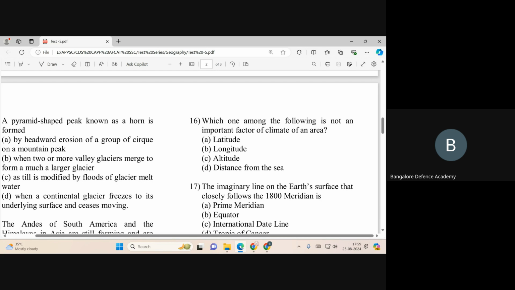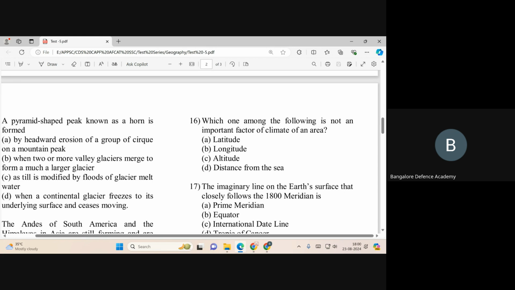Okay, next one is the distance from the sea. The places which are close to the sea will have a marine type of climate, and the places which are away from the sea have a continental type of climate. For example, take two places, Delhi and Chennai. The mean temperature and the diurnal temperature. What is diurnal temperature? I already discussed it. Mean temperature means maximum temperature plus minimum temperature divided by 2. Diurnal temperature is equal to maximum temperature minus minimum temperature.